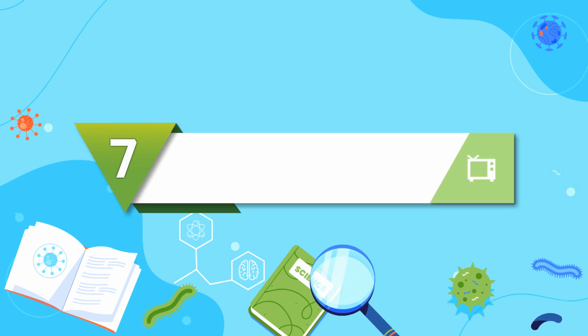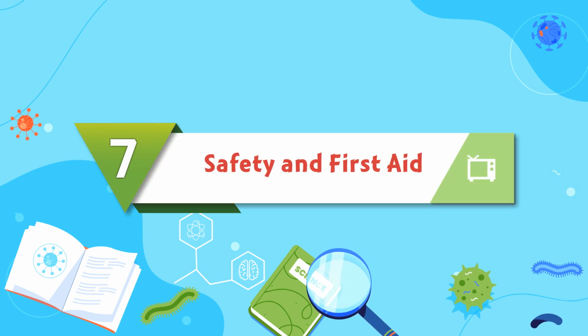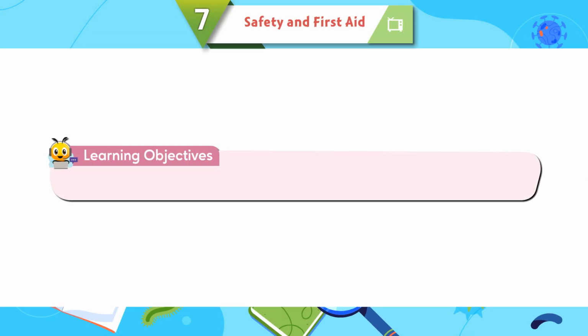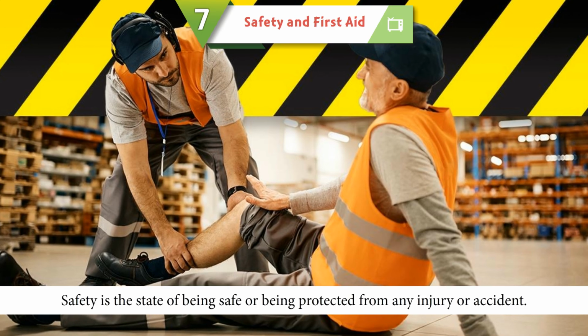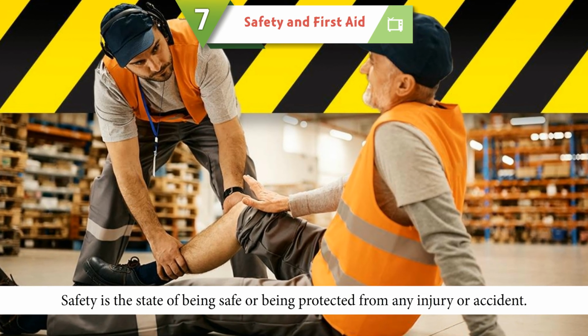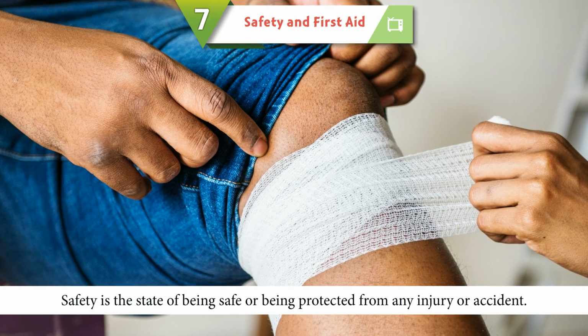Chapter 7. Safety and First Aid. Learning Objectives. First Aid. Method to prevent poisoning. Safety against fire. Safety is the state of being safe or being protected from any injury or accident.